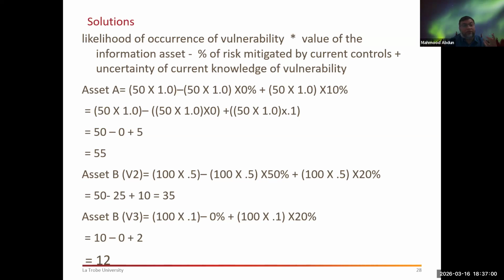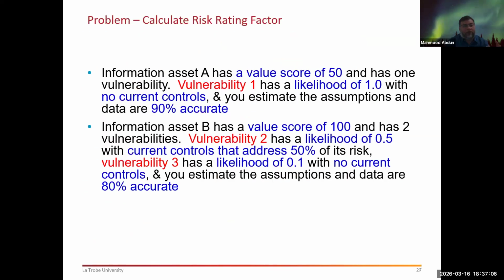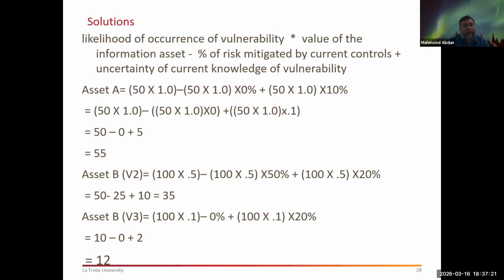And then there is an uncertainty. We talked about uncertainty, right? In the previous slide, we mentioned, let's have a look again. The value is 50, likelihood of 100%, and there is a 10% uncertainty. So we calculate this uncertainty as a portion of the risk itself. This is the risk, so it's 10% of the risk, and we add this 10% to the overall risk. Therefore, 50 plus 5 is 55. So the whole risk of asset A due to that vulnerability, with no controls and the assumption, is 55.